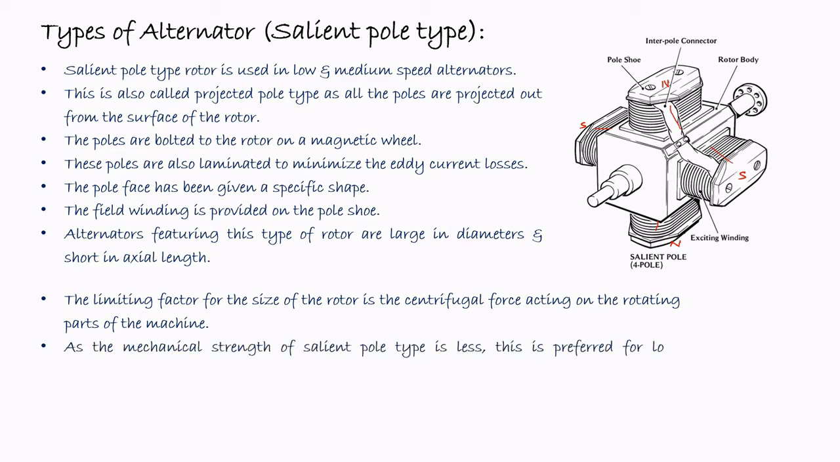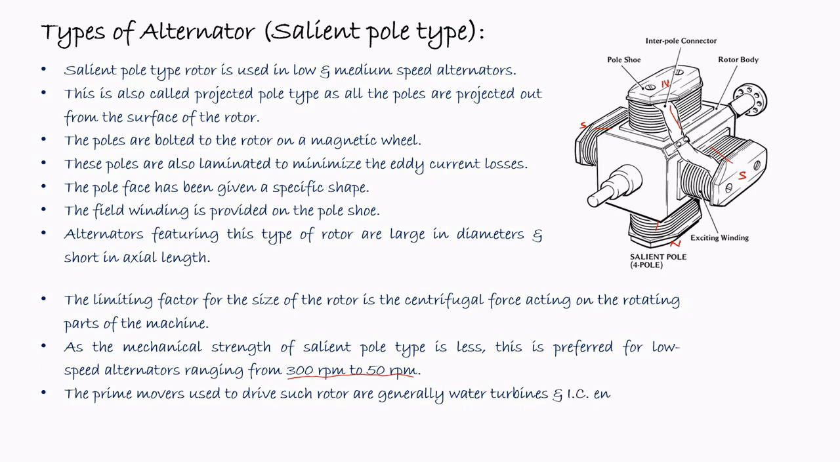As the mechanical strength of the salient pole type is less, this is preferred for the low speed alternators ranging from 300 rpm to 50 rpm. So this is basically the range of the speed for a salient type rotor. The prime mover used to drive such type of rotors are generally water turbine and the IC engines.